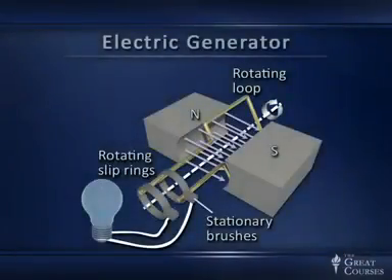We generate electricity with electric generators. As I hinted last time, electric generators involve changing magnetic flux by changing the orientation of a coil of wire in a magnetic field. Let's take a look at how a generator would work.